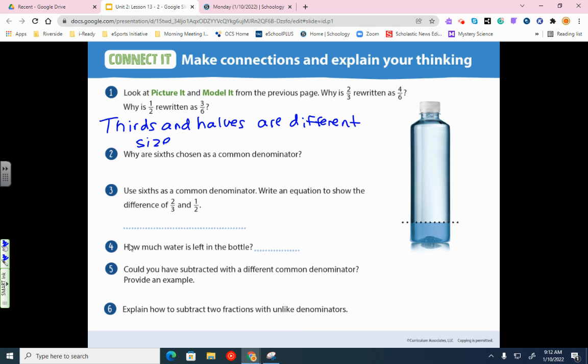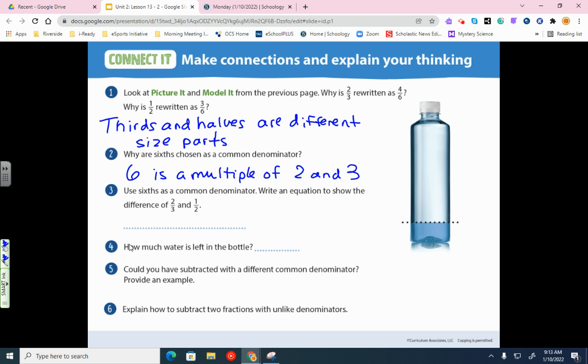That's why you have to create that common denominator, because then all the parts will be the same. Then you can actually do the things you need to do with it. So 1/3 and 1/2 are just different sizes. Why is 6 chosen as a common denominator? Because 6 is a multiple of 2 and 3.